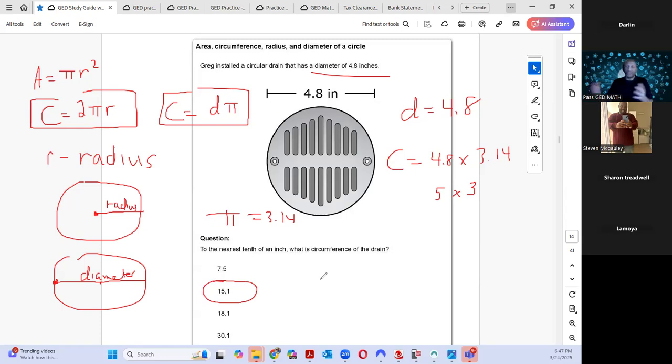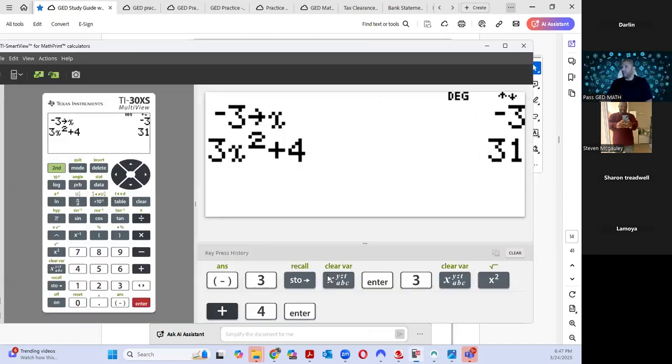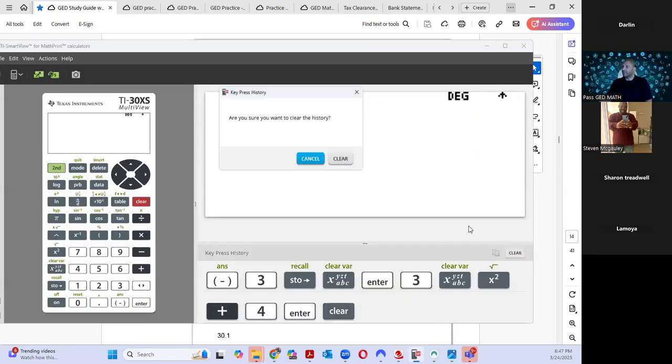15.072. There we go. Number 2, to the nearest tenth, 15.1. There we go. Now, let me show you how to do it on the calculator and how to round off. Okay, I'm going to grab my calculator. 4.8 times 3.14.